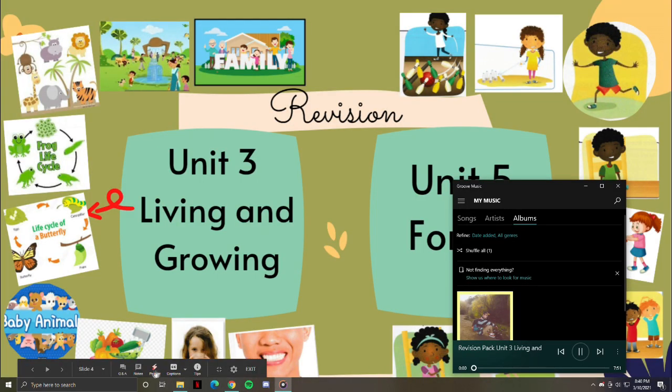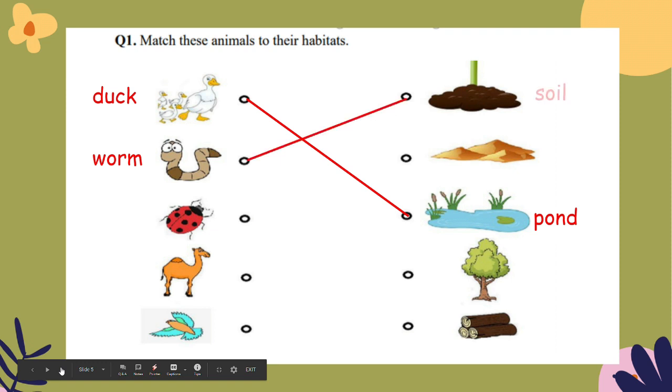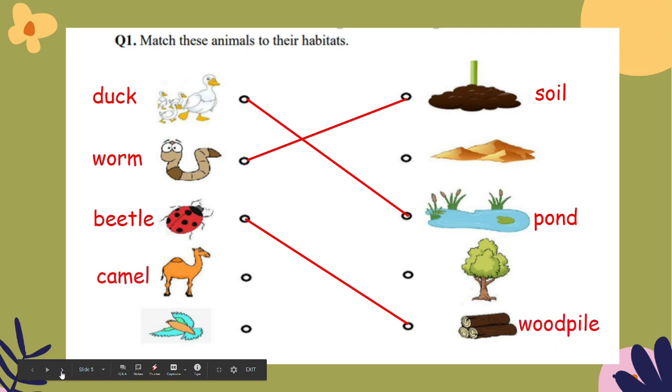In question number 1, match these animals to their habitats. Look at these ducks. Where do they live? Alright, they live, yes, in the pond. Now, a worm lives in soil. This beetle lives in the woodpile. How about this camel? Okay, the camel lives in the desert. And this bird lives in the tree.